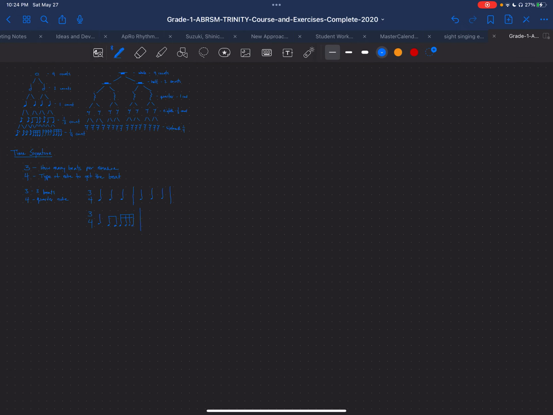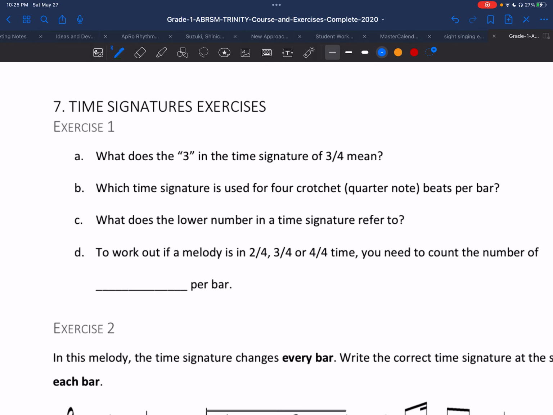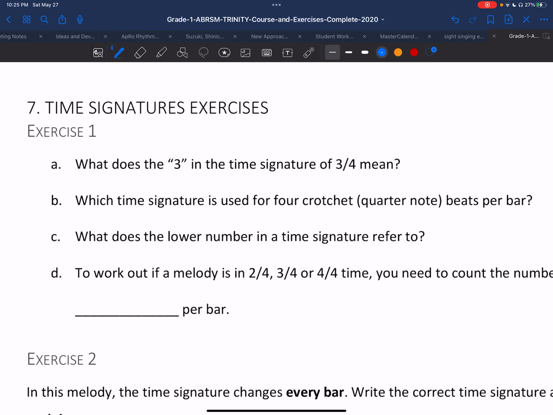So, when you're faced with our lesson 7 time signature exercises, in exercise 1, the 3 in the 3/4 time would mean that we have 3 beats in the measure. And what time signature is used for 4 quarter note beats? It would be 4/4 time. So 4 on the bottom is when we have our quarter notes. So we know the answers to exercise 1 now.